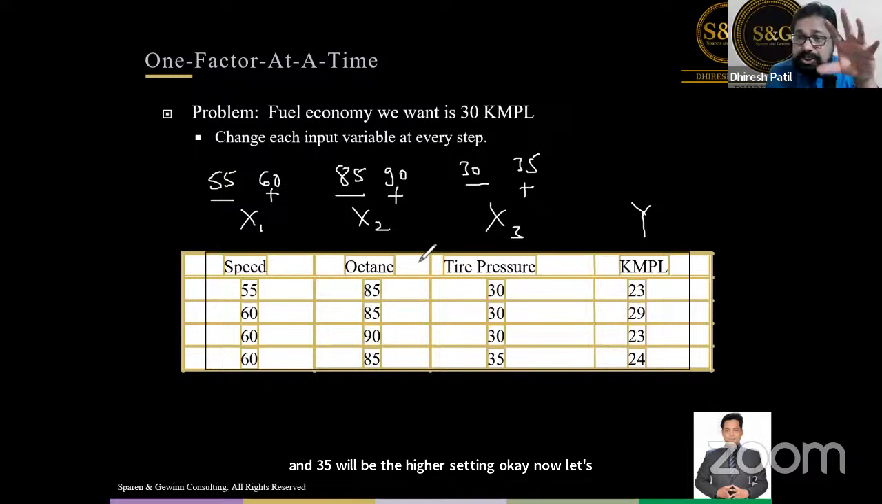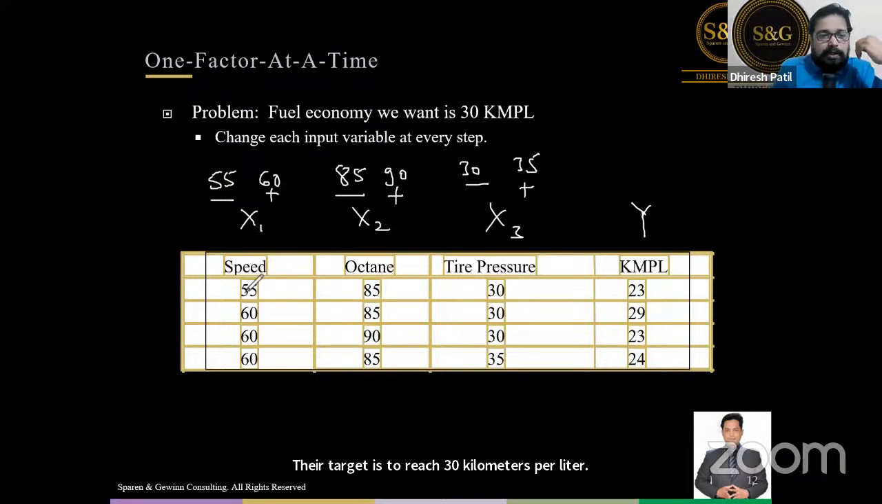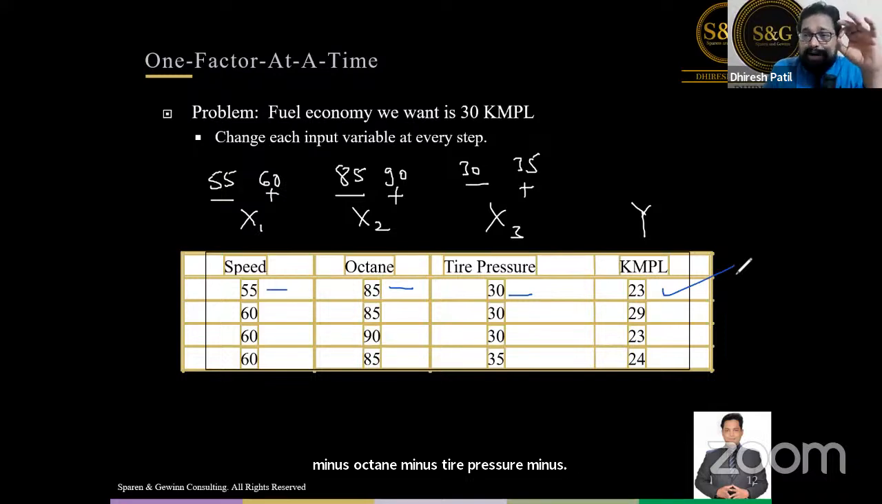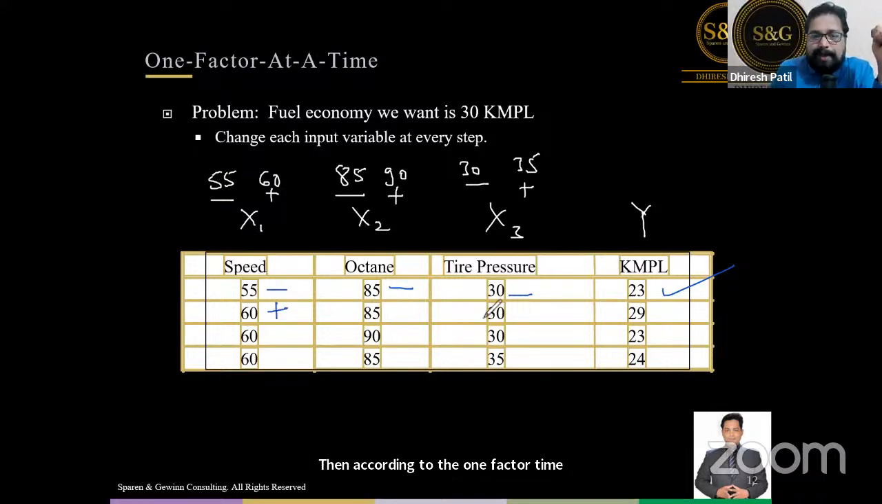Their target is to reach 30 kilometers per liter. Now the first experiment they start will be all minus, right? So speed minus, octane minus, tire pressure minus. They run the car and check the mileage, which comes to 23 kilometers per liter. Then, according to the one factor at a time approach, they change speed to plus, remaining 2 will be minus, and they have seen some improvement. Okay, so they will keep the speed at 60.